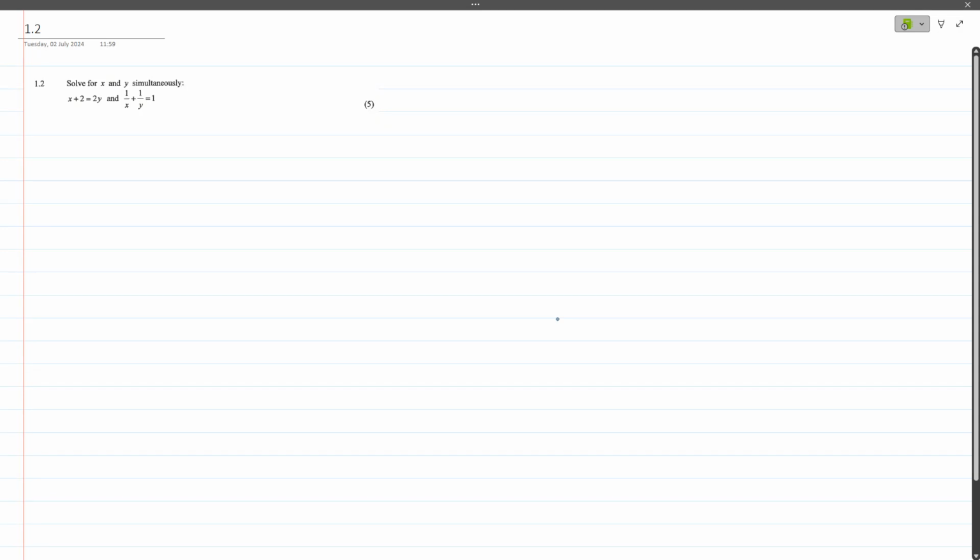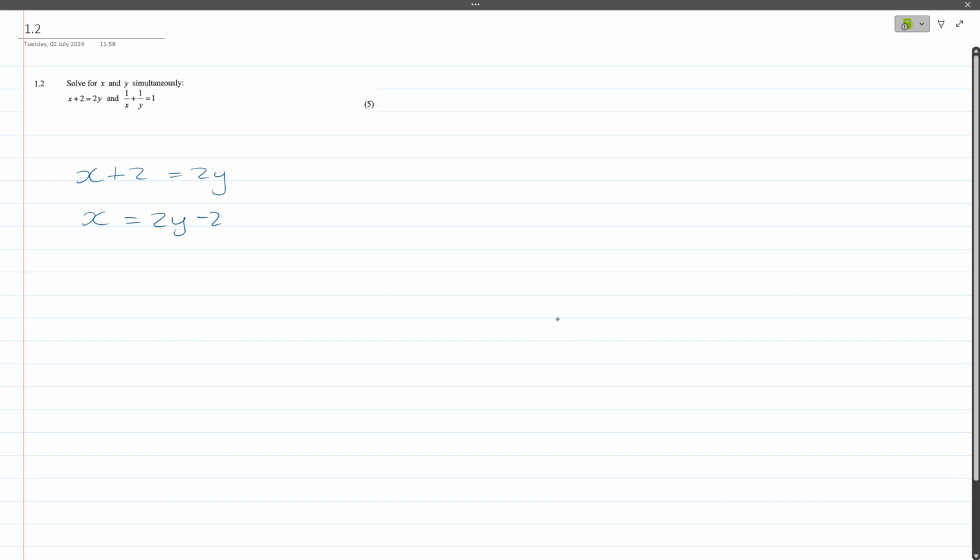Question 1.2 reads, solve for x and y simultaneously. So we are given x plus 2 is equal to 2y, and we're going to change this around such that it is in terms of just x. That will give us x equals 2y minus 2.